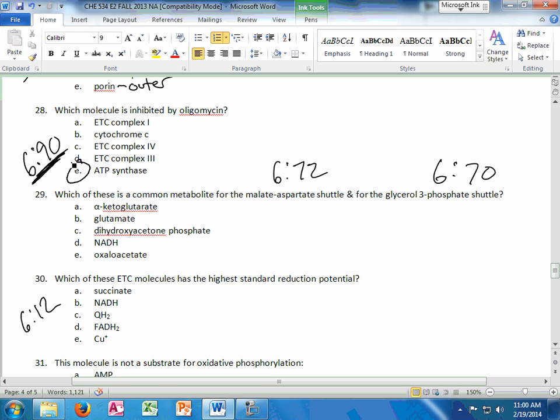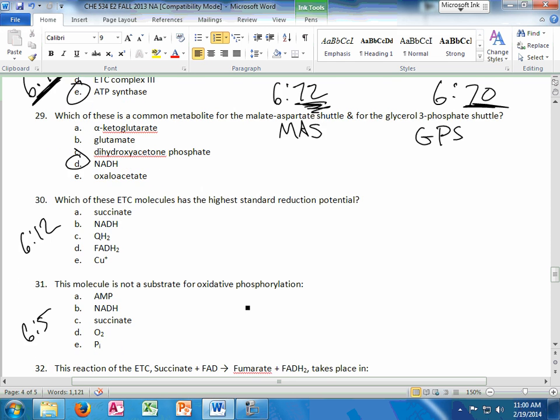This is a common metabolite for the MAS shuttle found here, or the GPS shuttle found here. They both use NADH. So these slides in particular are just the illustrations, which I find helpful to write out, to visualize it. There's a few slides before and after that talk about it as well, so find out whatever works best for you, but definitely know all the enzymes involved and what their purpose is and how they work. The shuttles always come up on questions.